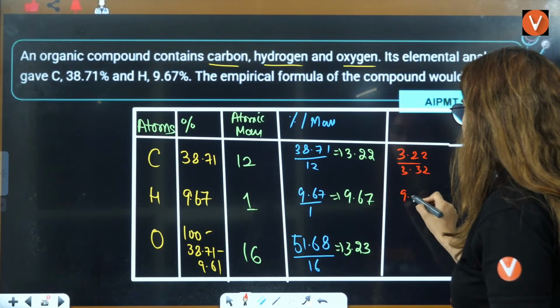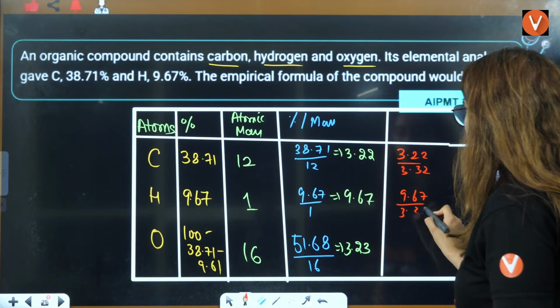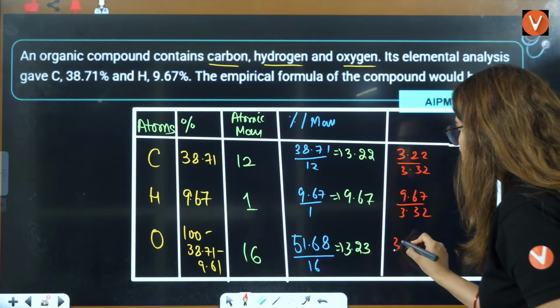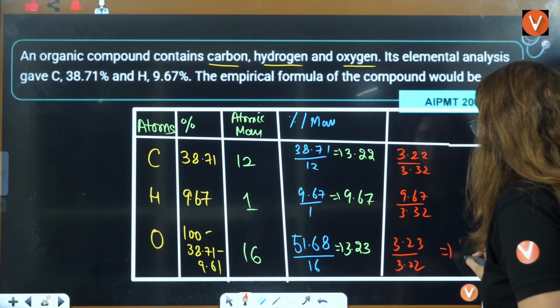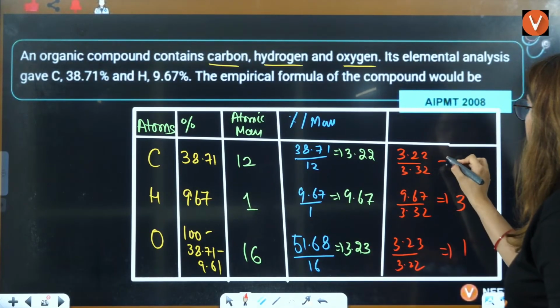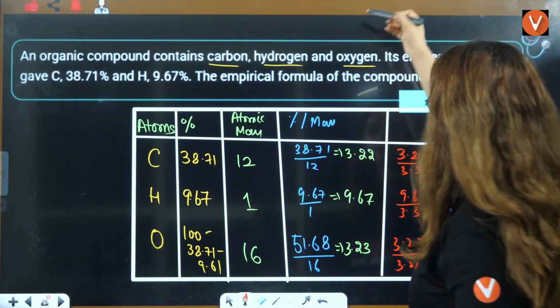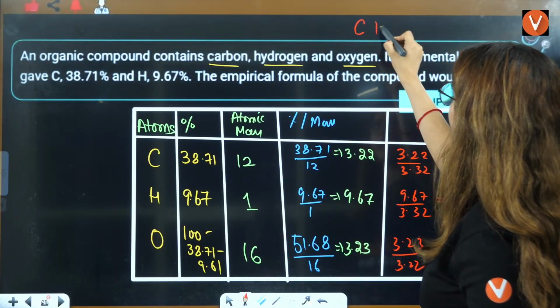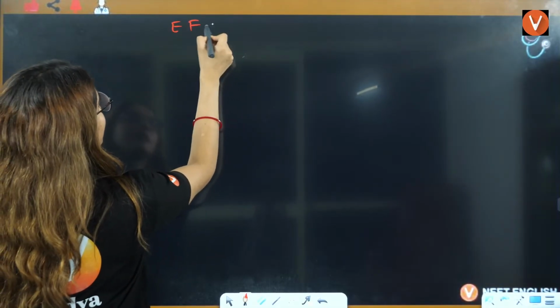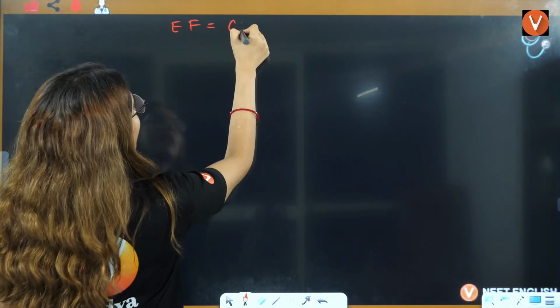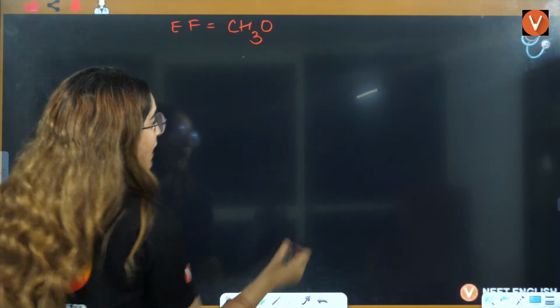3.22. This is 9.67 by 3.22. This is the smallest number, na? You'll divide it with the smallest number, 3.22. This will turn out to be 1. This will turn out to be 3. This will turn out to be 1. So the answer will be CH3O. The empirical formula that you calculated here is CH3O. This is the empirical formula.